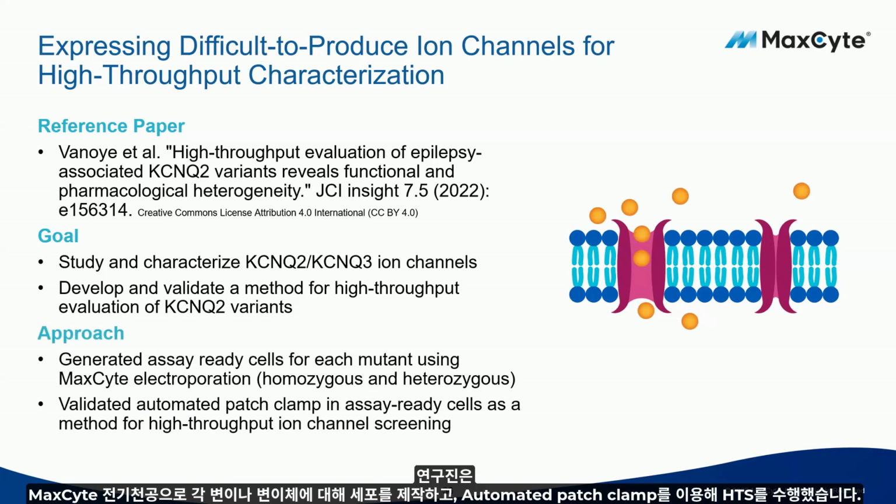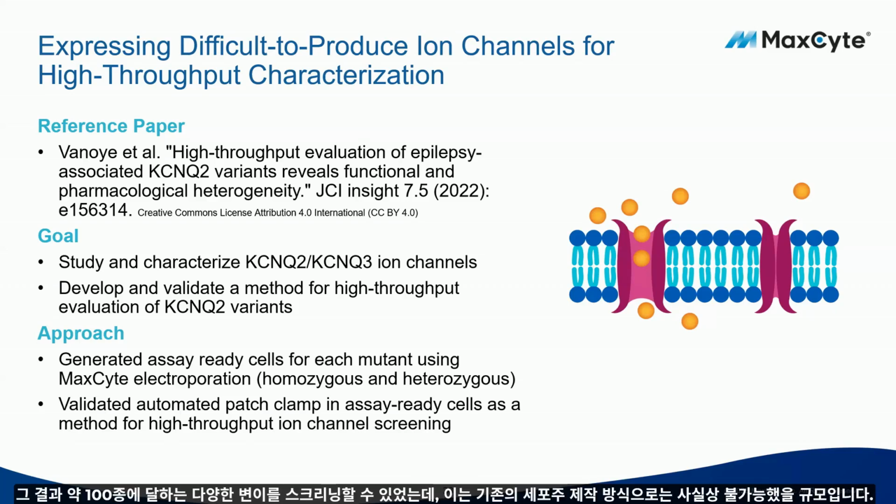And so in this approach, they decided to generate cells for each mutant or variant that they were interested in using MaxCyte electroporation, and then they used an automated patch clamp in order to do high throughput screening. I think this is quite useful once you get to the data, because you'll notice that they screened close to 100 different mutants, and that would be very much impossible to do with stable cell line generation.